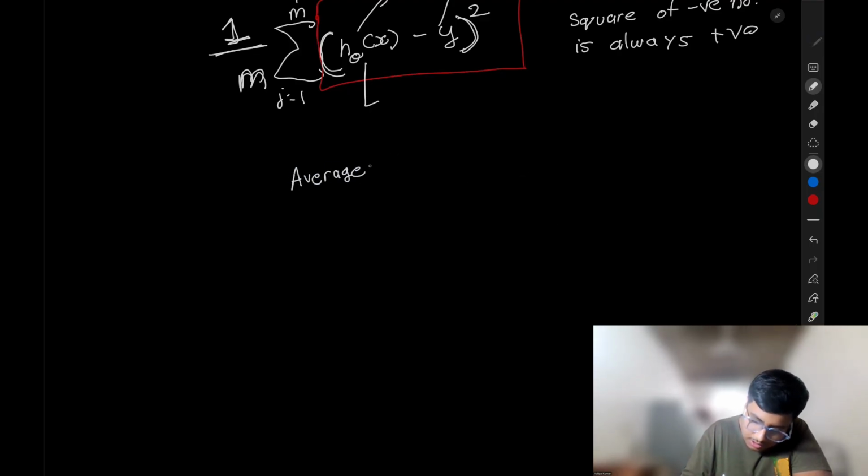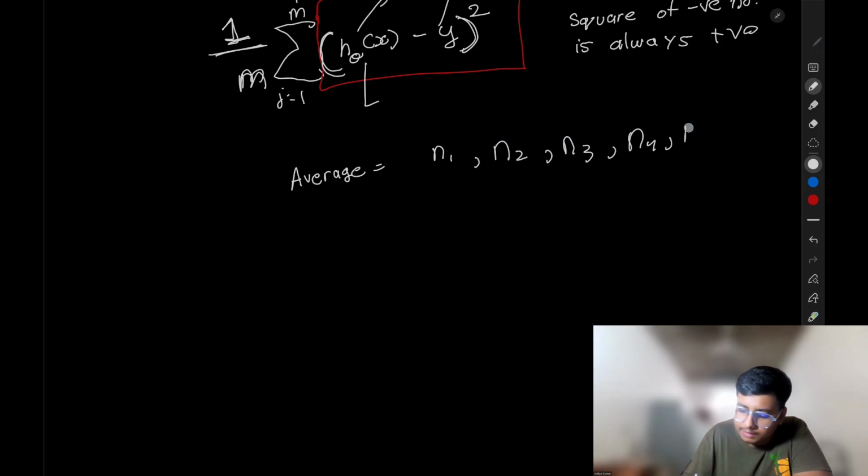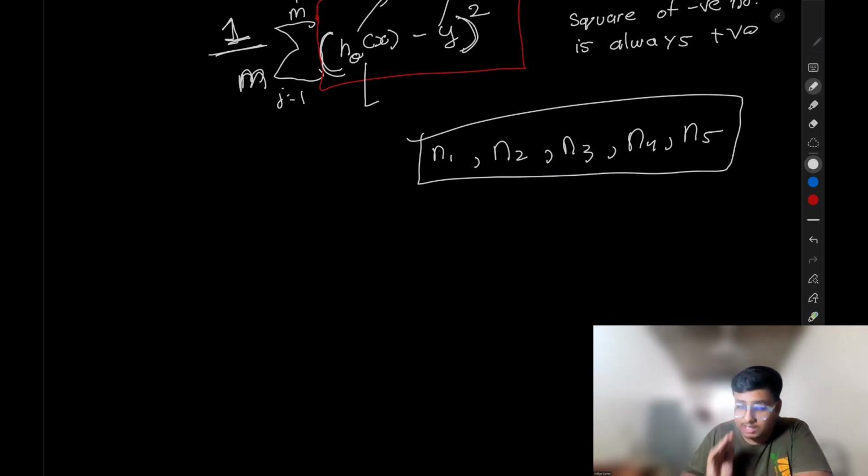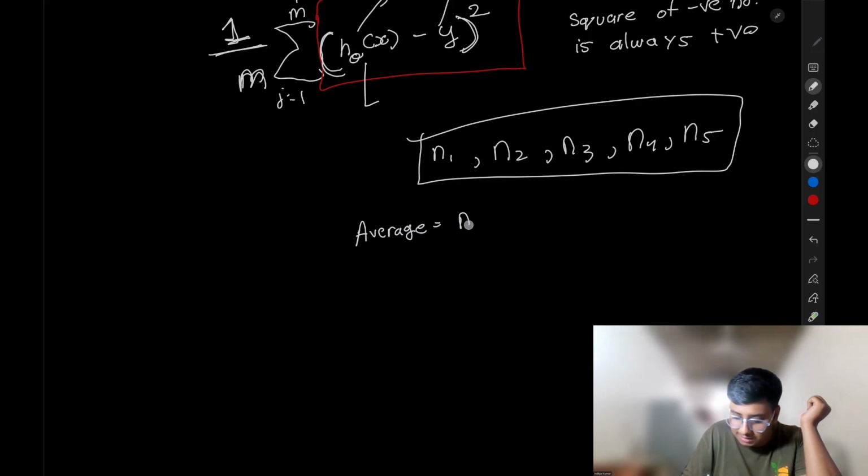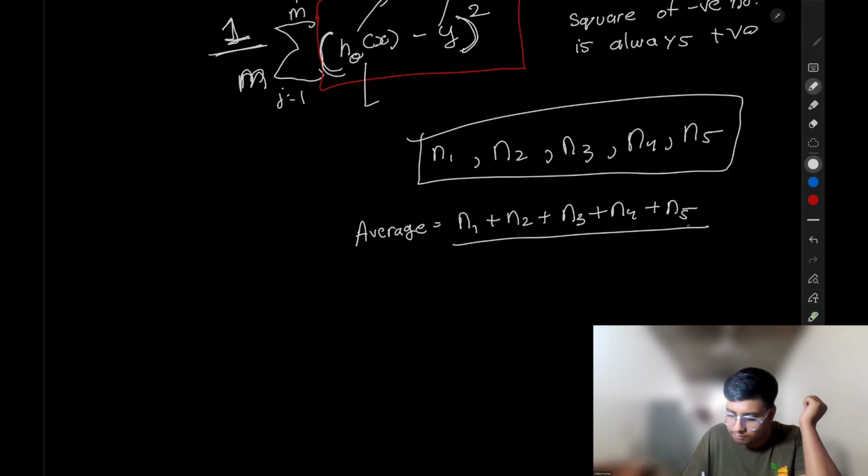average is equal to, for example, there are 5 data points, n1, n2, n3, n4, and n5. So if we want to calculate the average of all the data points that are present, I'm just taking a small example here to explain what an average is. So what we will do? n1 plus n2 plus n3 plus n4 plus n5 upon 5.